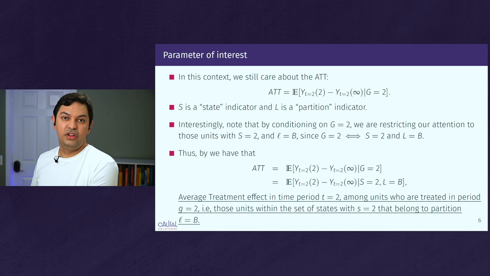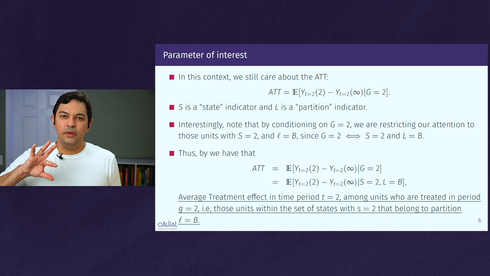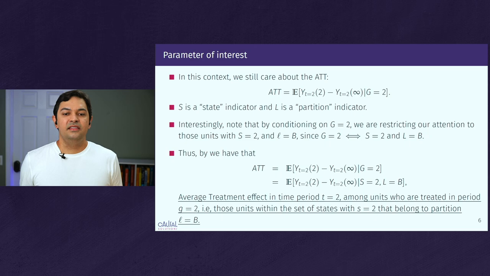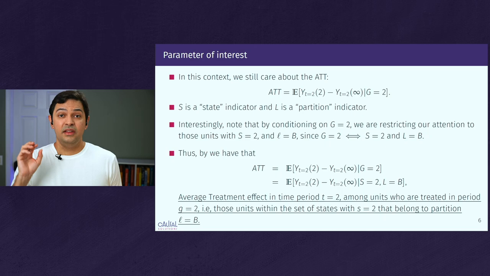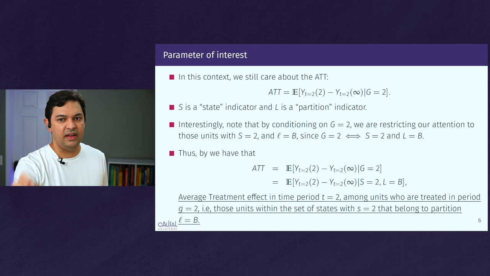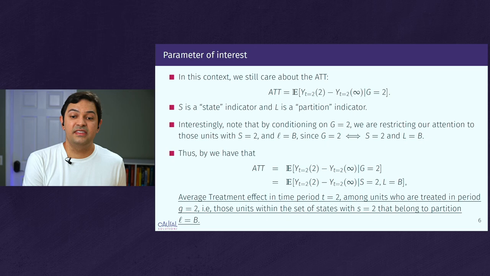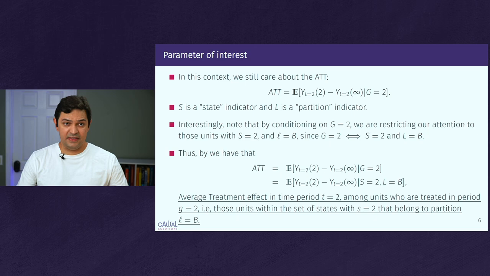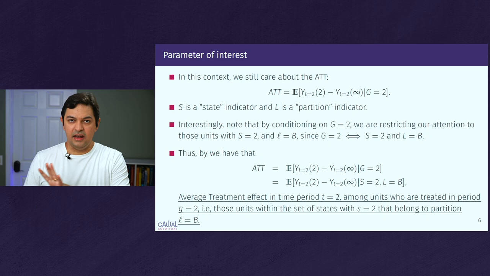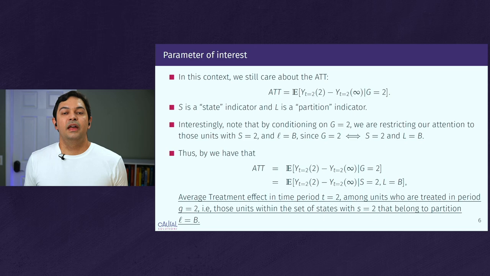By doing this, we're going to somehow drop this G equals 2 and highlight that whenever we talk about the average treatment effect on the treated, we are talking about the average treatment effect among units who live in a state with S equals 2 and are part of the target population, L equals B. So this is the average treatment effect in time period 2 among units who are treated in period 2. And who are these units? Those are the units within the set of states with S equals 2 that belong to the partition L equals B. That's going to be our parameter of interest. It's still the ATT, and again, we're starting from the very basic setup where I have only two time periods and only two sets of states.